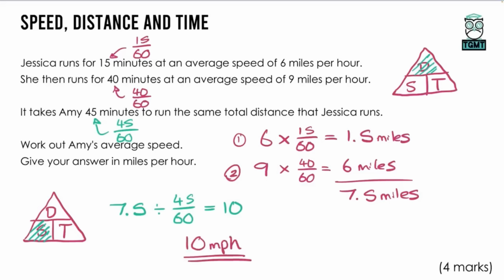And there we go, it wanted us to give our answer in miles per hour, and the reason that we were converting everything into fractions there was because it wanted the answer in miles per hour. So there we go, we've got our answer in miles per hour, and there is our speed, distance and time question.